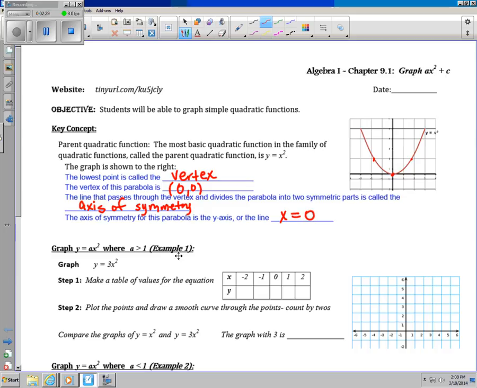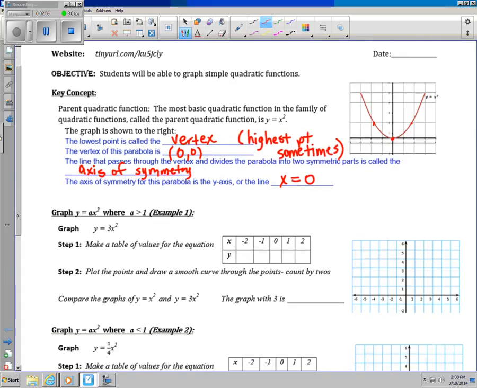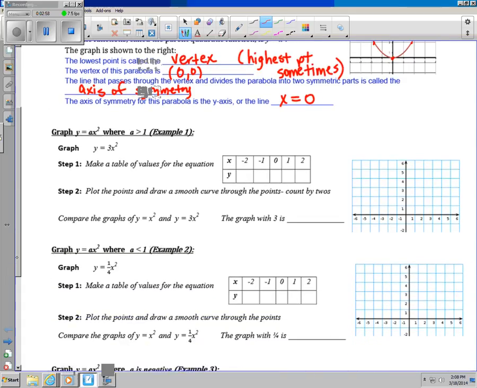So those are the two terms that you really need to take out of this lesson: the vertex and the axis of symmetry. And this one talks about the lowest point of the vertex. Sometimes the vertex can be the highest point, and we'll learn about that in a little bit. So right up here you might want to write highest point sometimes. Just so you know, the vertex may not always be the lowest point.